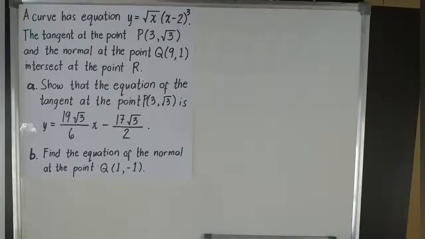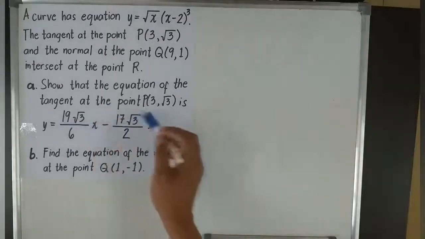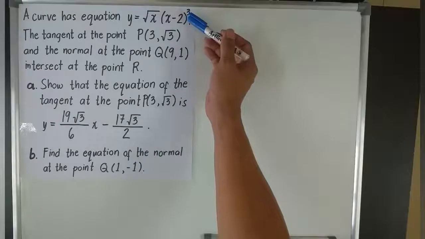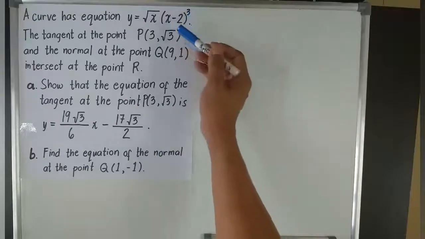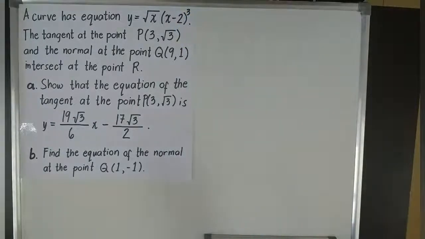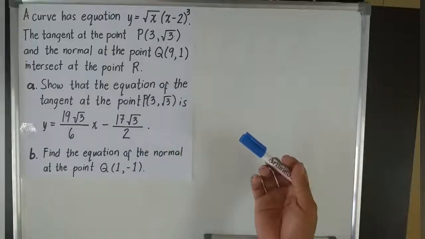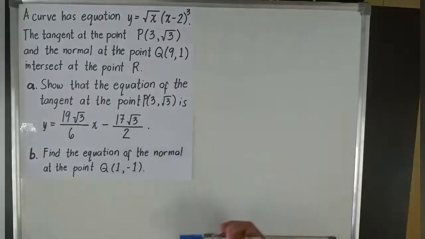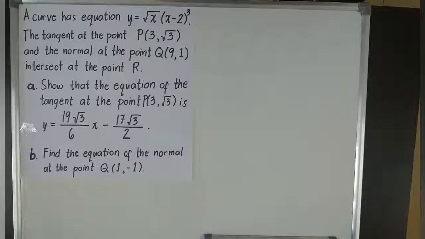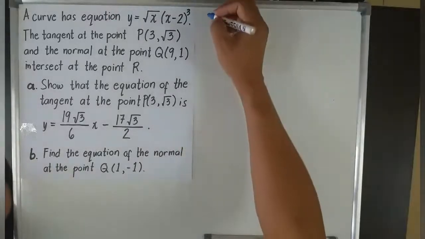But again, you cannot get the equation of the tangent without getting the derivative of this, substituting the value of x into the derivative. Then after that, you find out what will be the value of m. So let's do that.